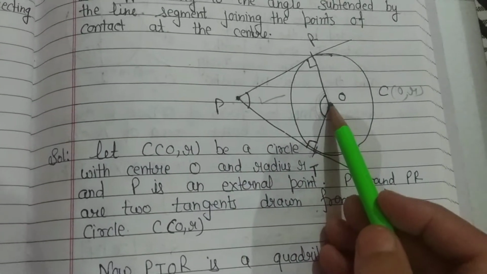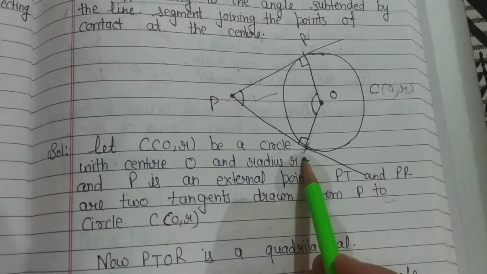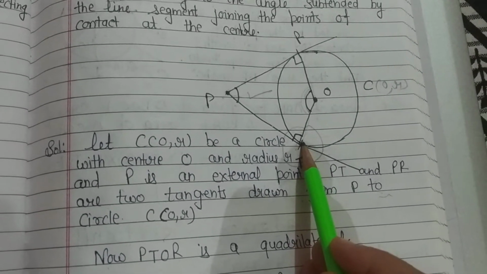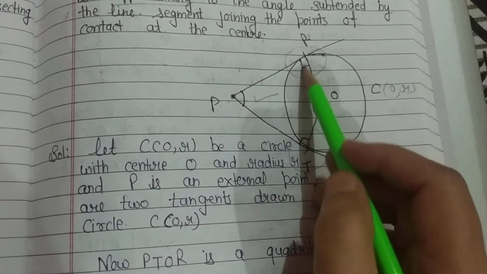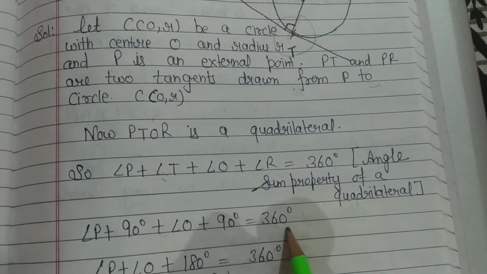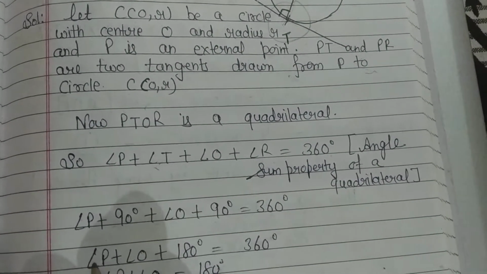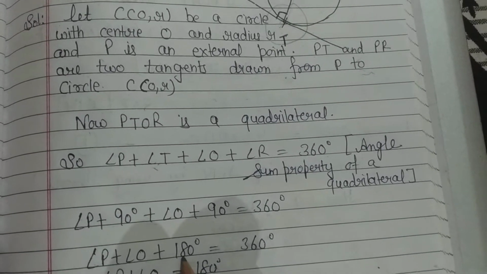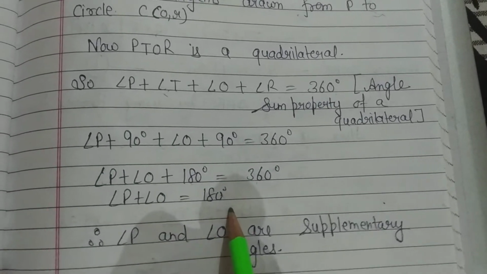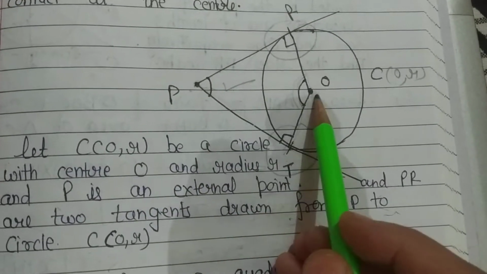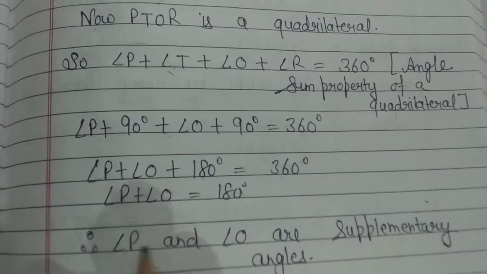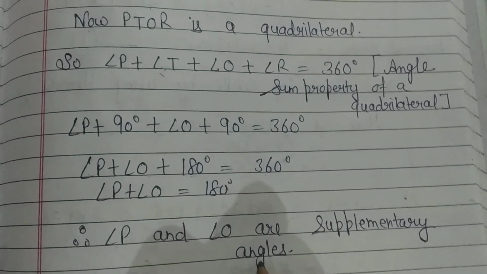And we know that the radius is perpendicular to the tangent at the point of contact. It means at this point the angle is 90, same at the point R the angle is 90. So angle P plus 90 degrees plus angle O plus 90 degrees is equal to 360 degrees. So angle P plus angle O plus 180 degrees is 360 degrees. So we can say angle P plus angle O is equal to 180 degrees. Both sum is equal to 180 degrees, so angle P and angle O are supplementary angles.